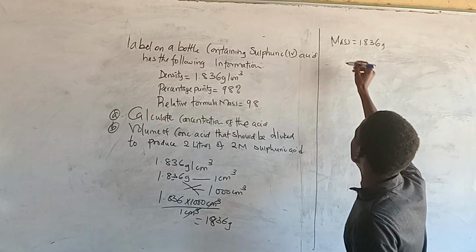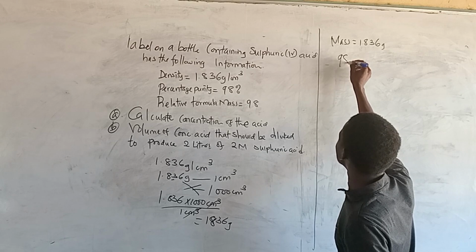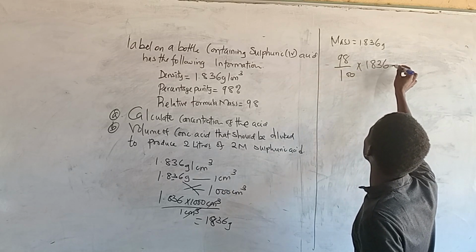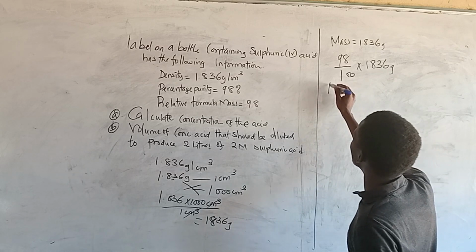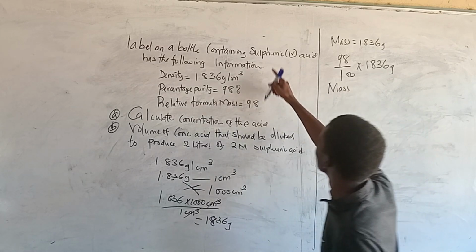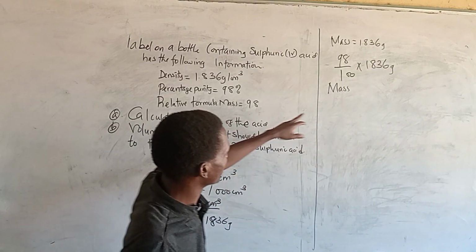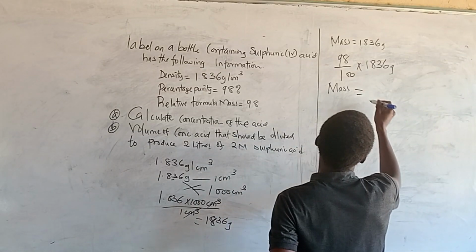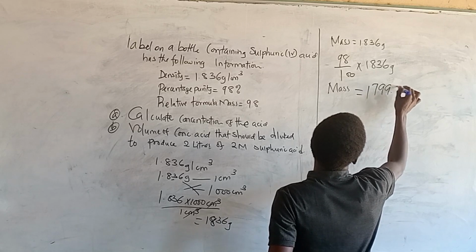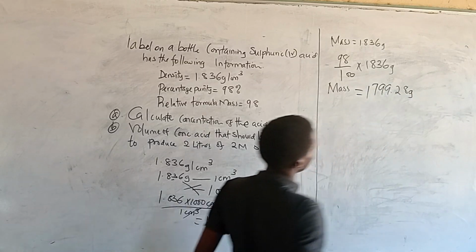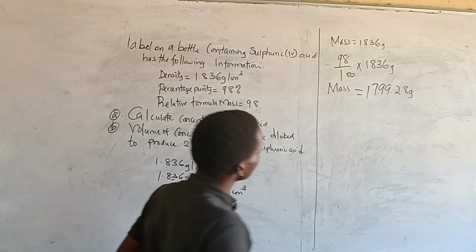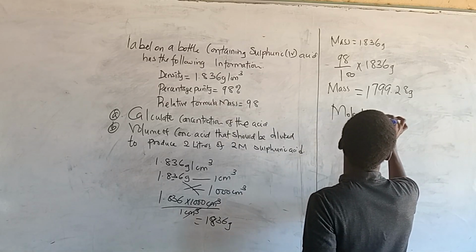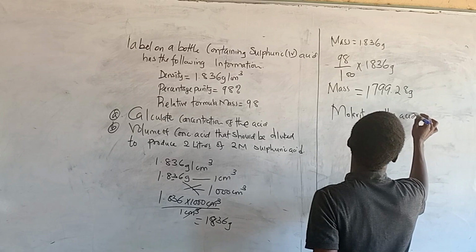Now when we do 98 over 100 multiplied by 1836, we will get the mass of the sulfuric acid, excluding the impurities. So this will give us 1799.28 grams. We want to calculate the molarity of the acid. That was our question.